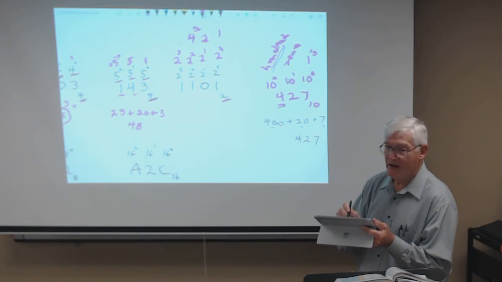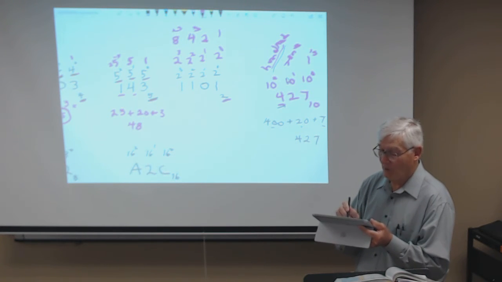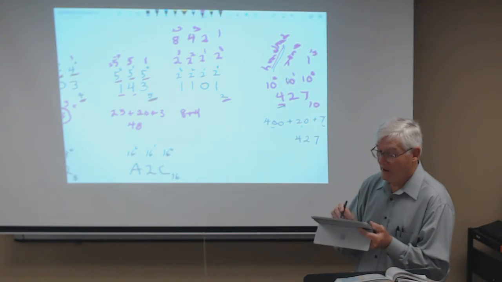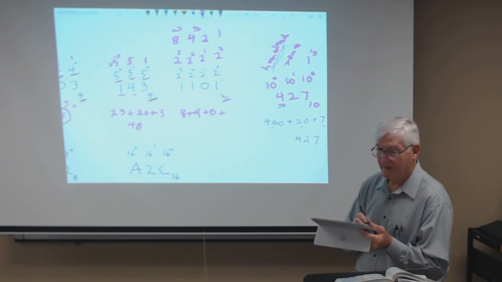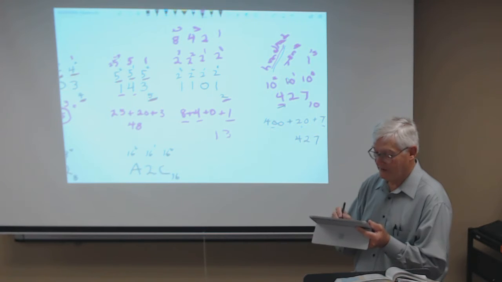What's 2 to the third? 2 times 2 times 2? That's the 8's place. So I have 1 8, 1 4, no 2's, and 1 1. So what's 8 plus 4 plus 1? In the decimal system, that's 13.